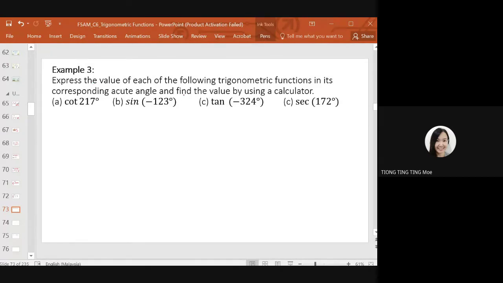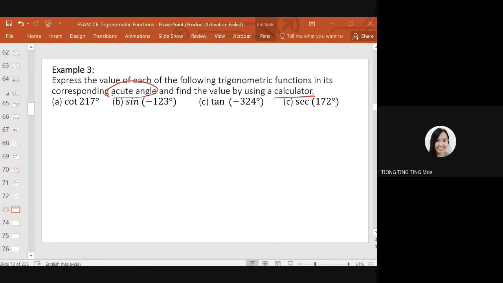Express the value of each of the following trigonometric ratios in its corresponding acute angle and find the value by using a calculator. A common student mistake is to look at the question and immediately press the calculator. If you press your calculator and get the answer straight away, then you're wrong already, because you must see the first condition: express the value in its corresponding acute angle first. Also, you cannot simply press the calculator for tangent 217. So you need to change it into the acute angle first.